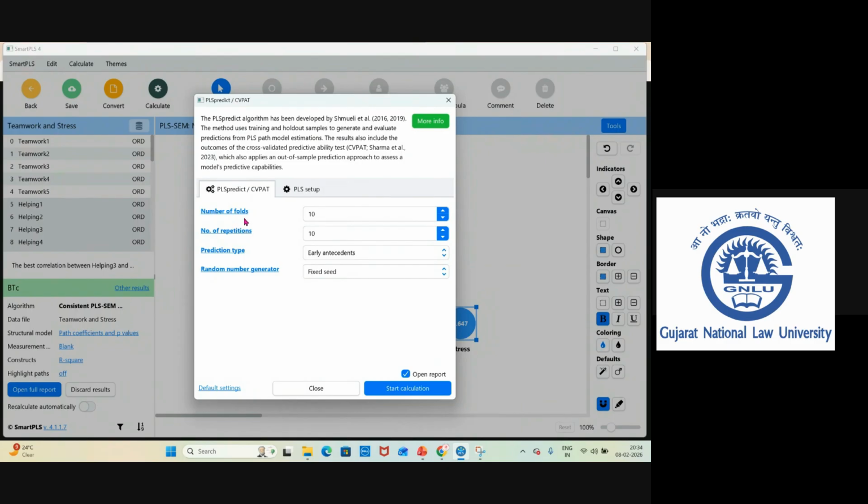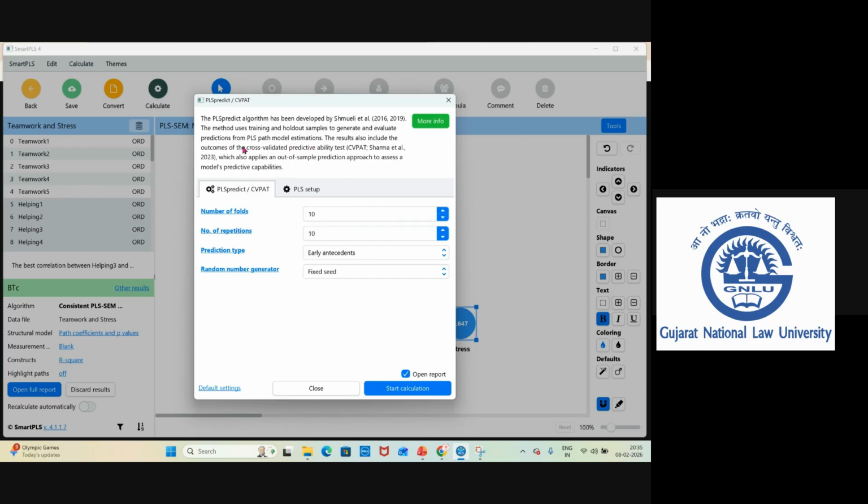Now here, as you can see, the number of folds: we are going to divide our entire data into a number of folds, and we are going to repeat the test 10 times. As you can see here, the PLS predict algorithm has been developed by so and so. The method uses training data, meaning the data that are collected and observed, and holdouts, that is test data. It is going to generate test data and evaluate predictions from the PLS path model as estimates.